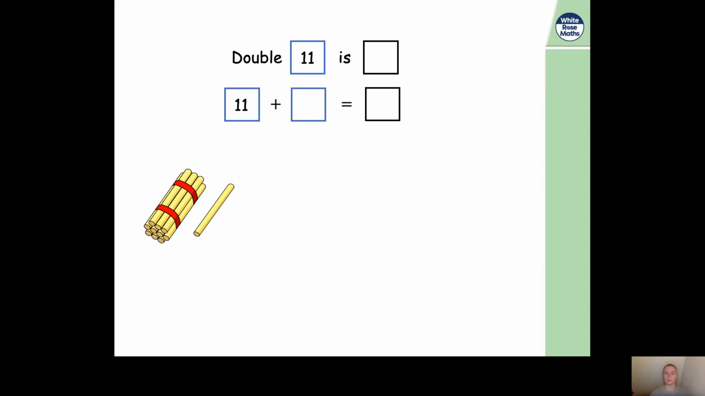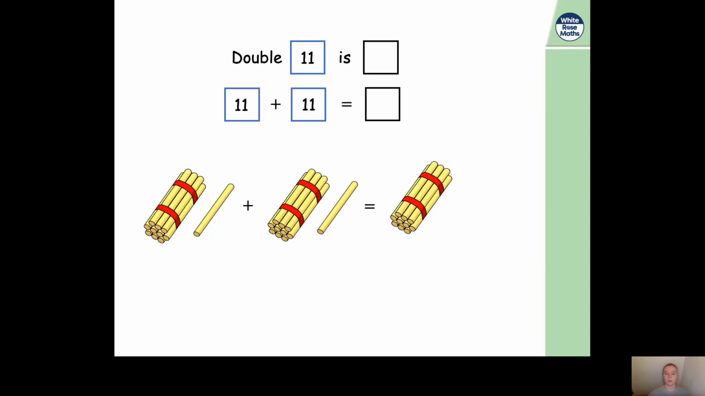What will our number sentence be? So we're going to start with 11 and we're going to double it. So we're going to need to add another 11, aren't we? Now let's have a look with our pictures. So let's add another picture which is exactly the same. So now we don't have one bundle of straws, we have 2.